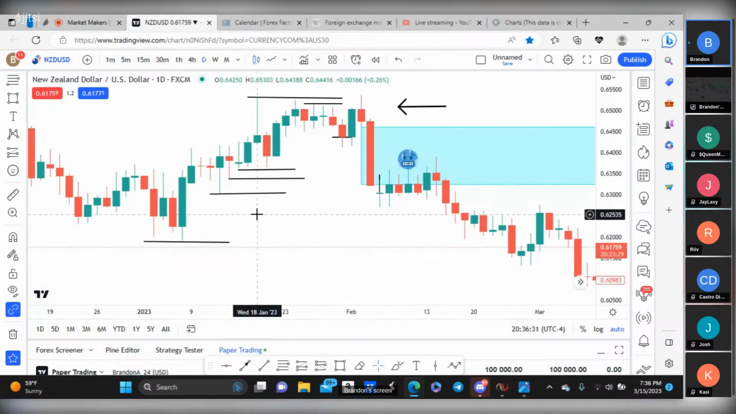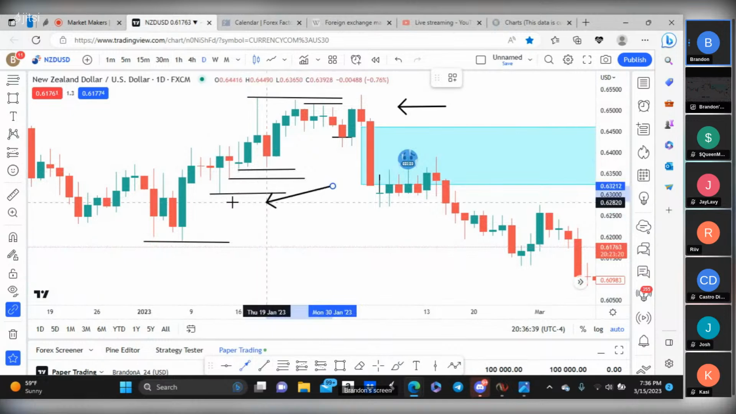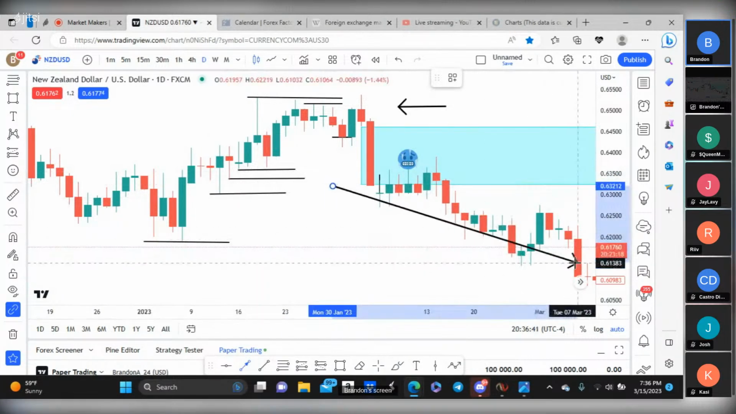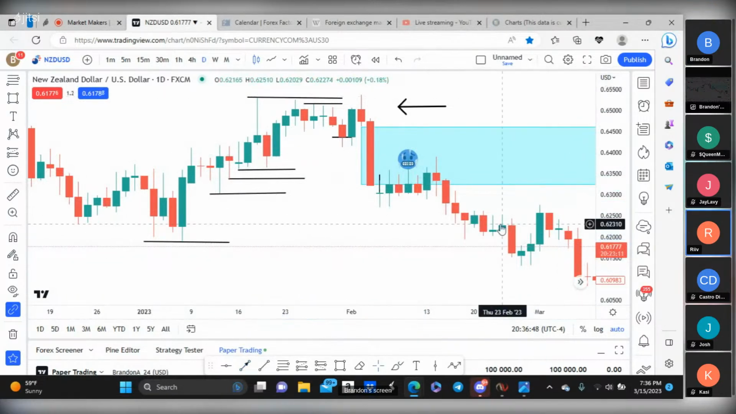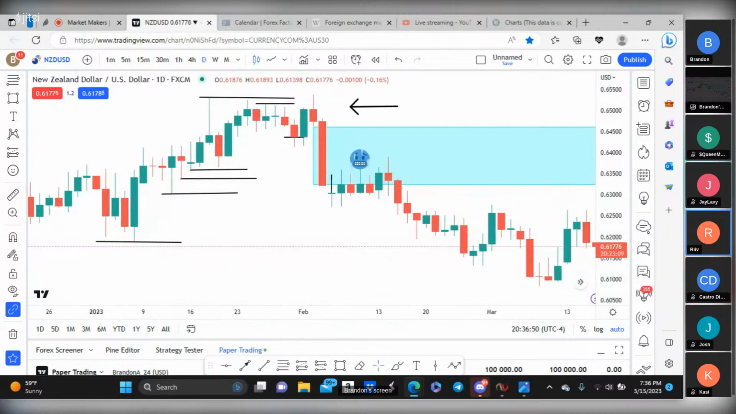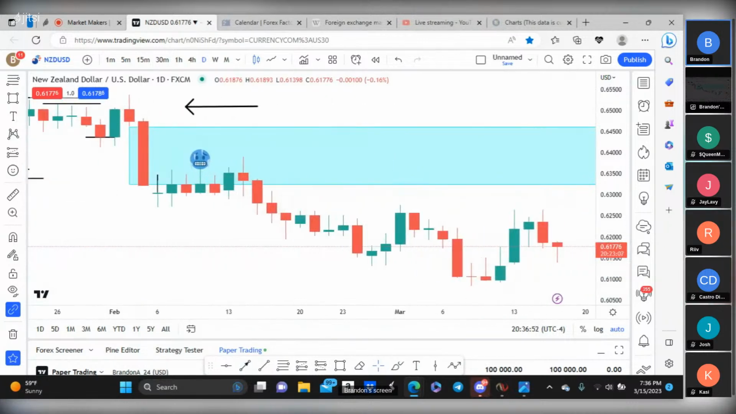And then you see all these black lines that I marked up. Look to the right. Look left. Look left to get right. It would have smashed all your targets. Hit all your TP areas. And then let me show you where we at right now.